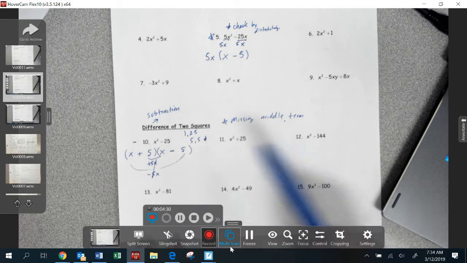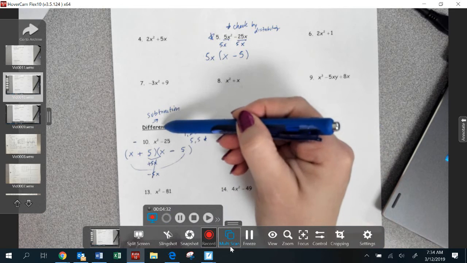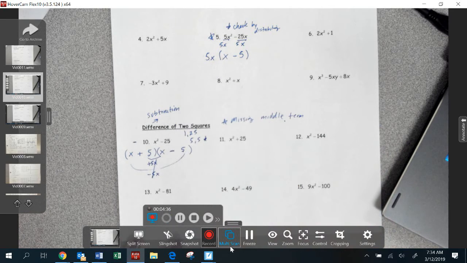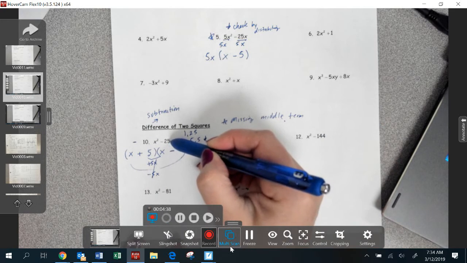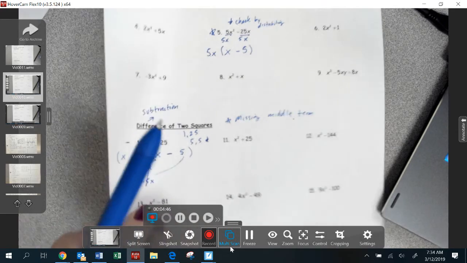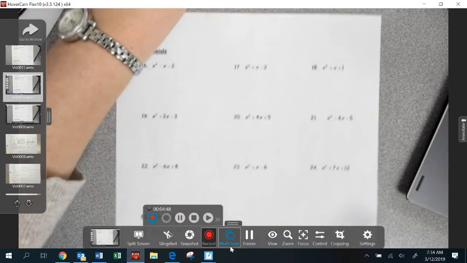So things to watch out for in this section: if you don't have a difference, that's going to impact whether or not you're able to factor it. And if you didn't have a perfect square here, or here for that matter, in one of your terms, that would impact whether you are able to factor it as well. All right, moving on to our trinomials here on the back.